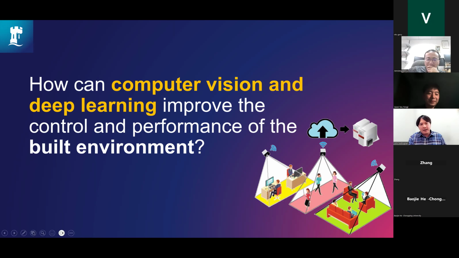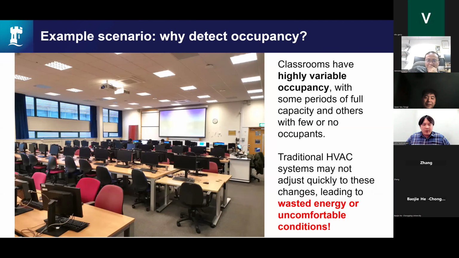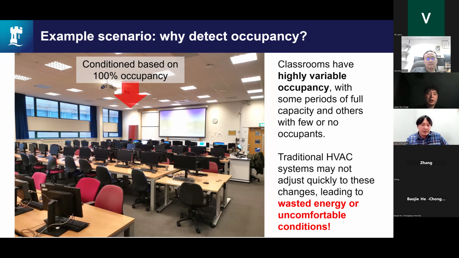So how can deep learning and computer vision improve the performance of buildings? First of all, how did I start working on this? It's one of the experiences I have teaching a class in our university. Imagine a large classroom with a lot of computers, about 100 computers. One day I had a class with only about 10 people in it. For some reason, we had been allocated a room for 100 occupancy, and our class is only 10. It's a master's class.